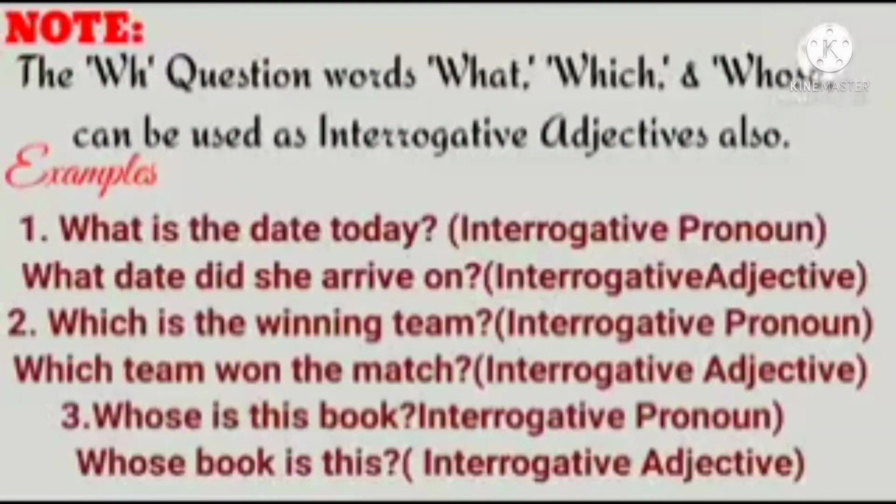The point to be noted here is that the WH question words what, which and whose can be used as interrogative adjectives also. Examples: What is the date today? Interrogative pronoun. What date did she arrive on? It is an interrogative adjective. Which is the winning team? It is an interrogative pronoun. Which team won the match? Interrogative adjective. Whose is this book? It is an interrogative pronoun. And whose book is this? It is an interrogative adjective.